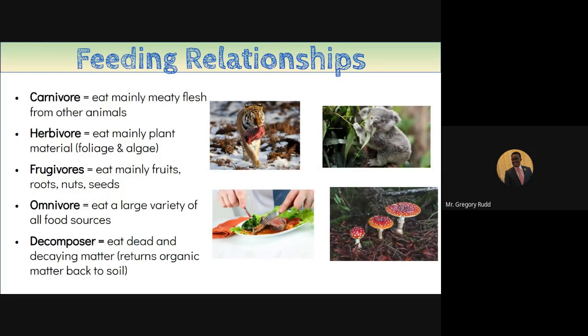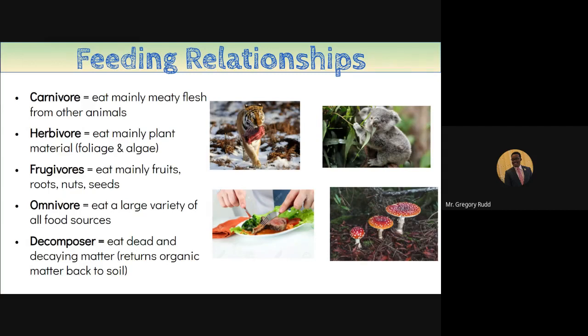Important to know the differences. So we've heard of these terms before: carnivore, herbivore. Maybe you've never heard of frugivore. A frugivore eats mainly fruits, roots, nuts, and seeds. An omnivore is going to eat a large variety of all food sources, so they really don't discriminate. And that's not as common in nature. Most organisms are going to be plant or meat eaters almost exclusively.